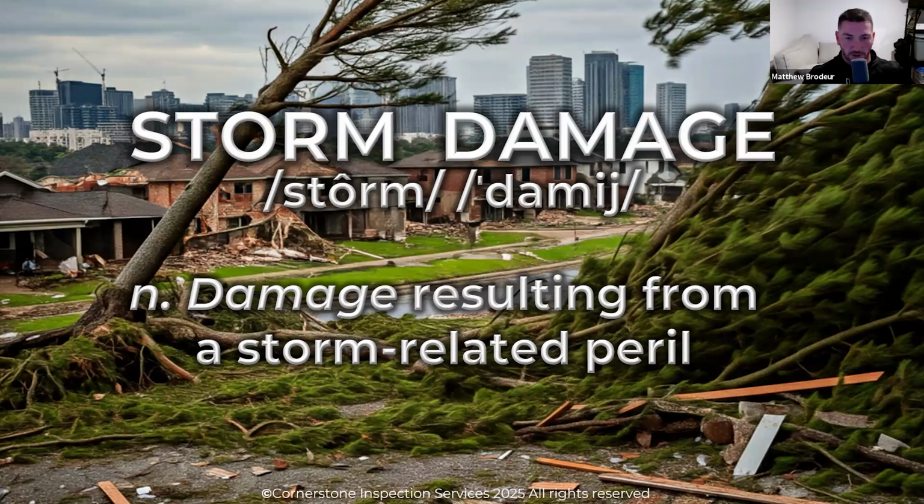And what does the word peril mean? I'm sure most of you can probably already guess or you already know, but in insurance law, a peril is an event or circumstance that could cause damage to insured property. Okay, and there's all kinds of perils: windstorms, hail, explosions, theft, falling objects, water damage, flood damage.